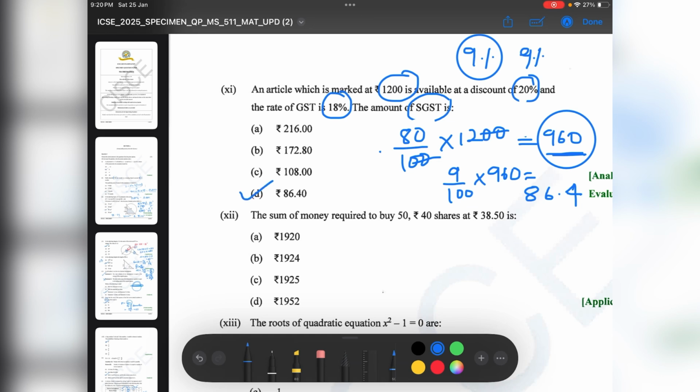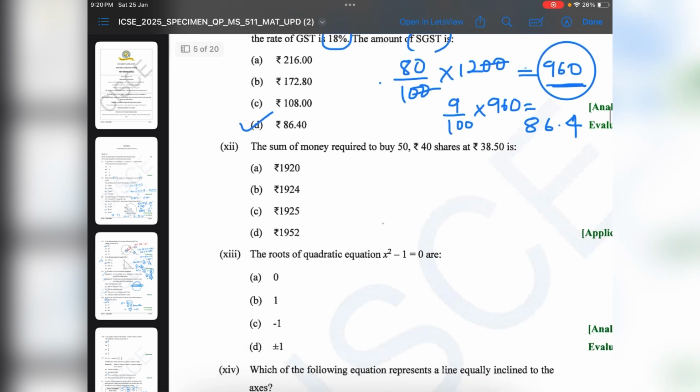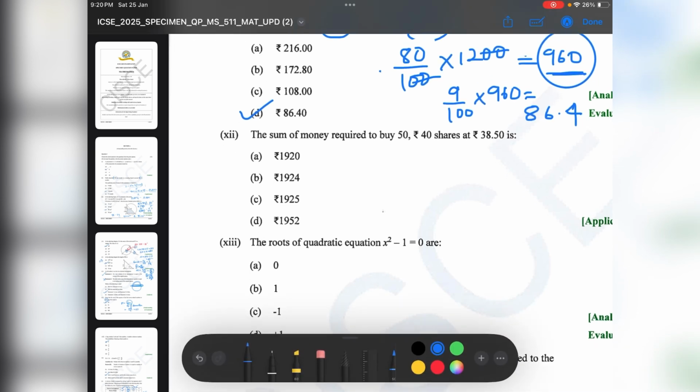Okay. So now the next one, that is the 12th one. Very simple. To buy 50 shares at 38.50, you have to buy for rupees 40. So 50 into 38.50. So what is the answer for this? When you multiply it, it comes to 1925. This is your correct answer.